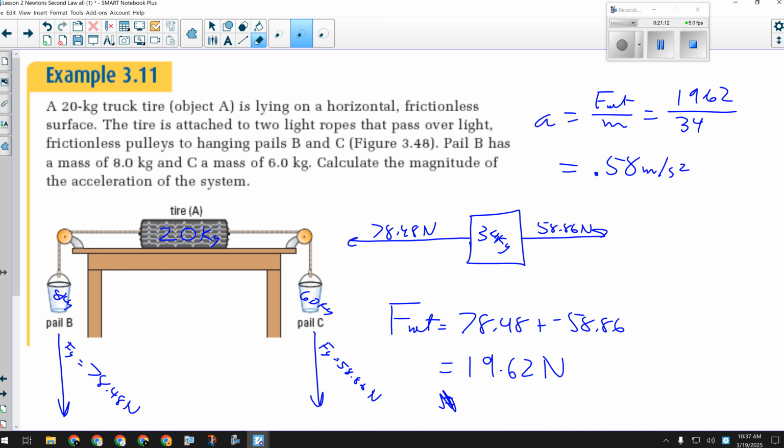Basically all of the problems you've done still come down to those two things. Sum of all forces, m times a. How you get to sum of all forces is always going to be different. Okay? Every question's got some little thing in it that you have to watch for, but it's always those two steps.